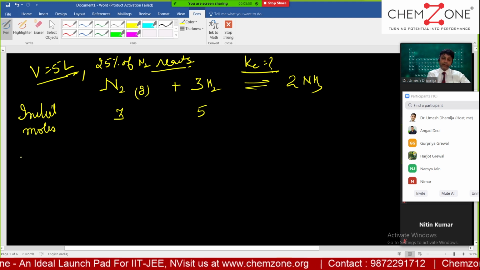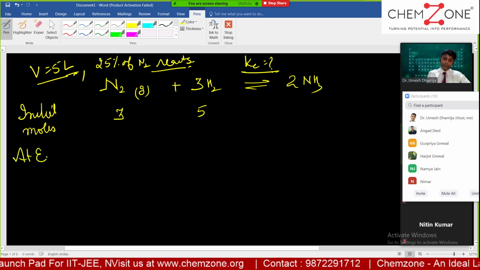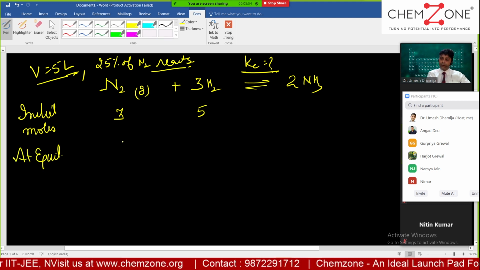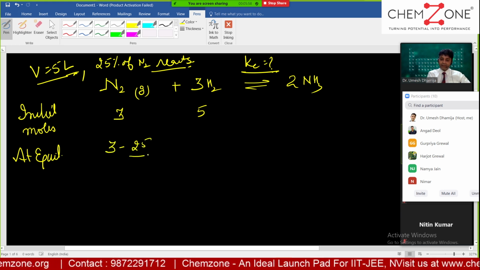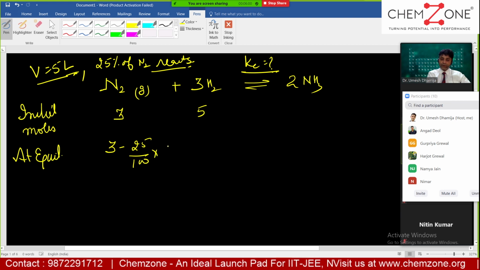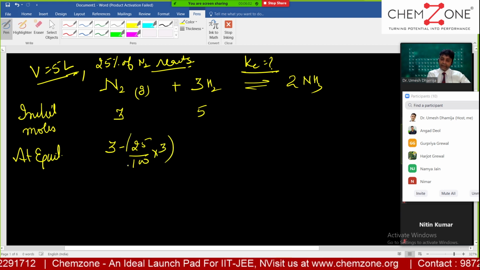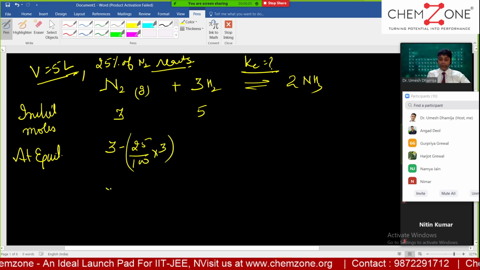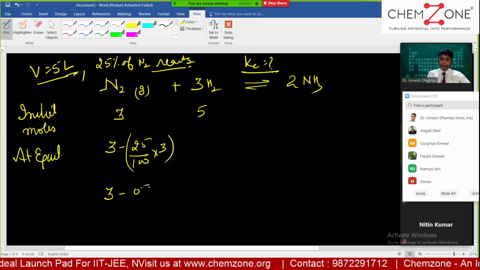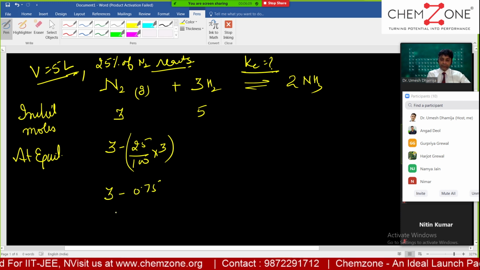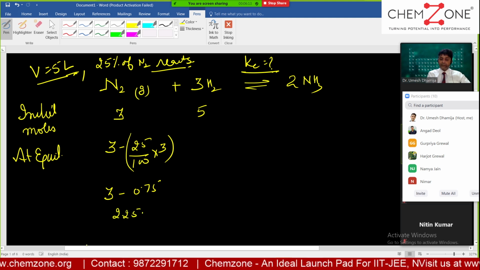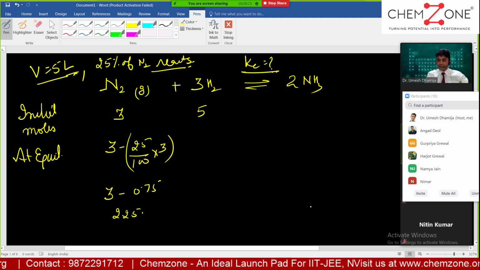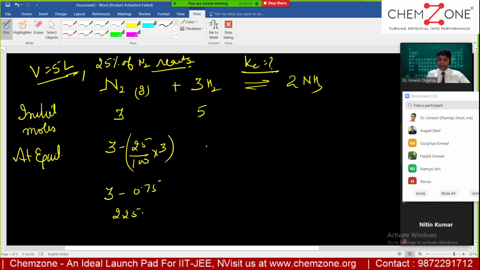So what we'll find here at equilibrium, 3 minus 25% of 3 will react. It means the remaining amount will be now 3 minus 0.75, and that is equal to now 2.25. Is that clear? This much number of moles are left after the reaction has gone to the state of equilibrium. Am I clear?